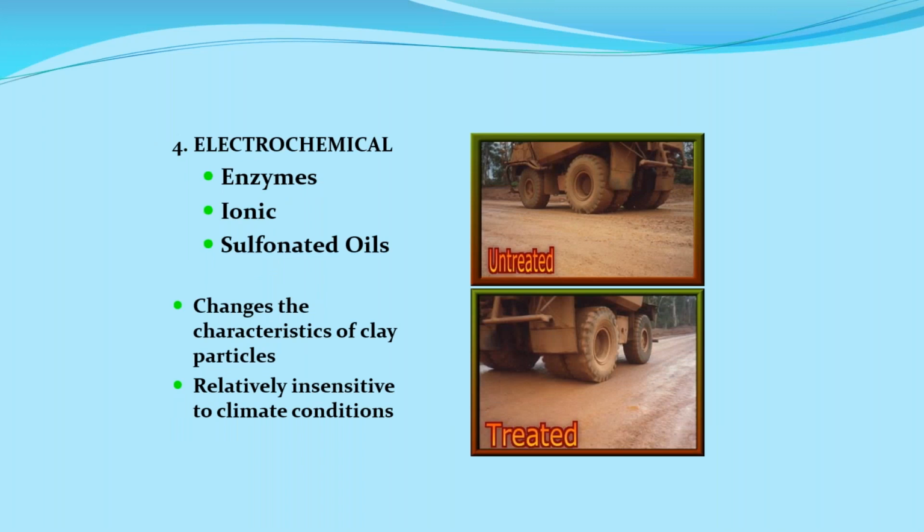But those electrochemical types of products, they need to be designed. They need to be taken, and the agency or the organization that are using those types of products, they need to take and do some research on your material to make sure that the characteristics of that clay particle is going to work with that enzyme, that ionic, or that sulfonated oil.